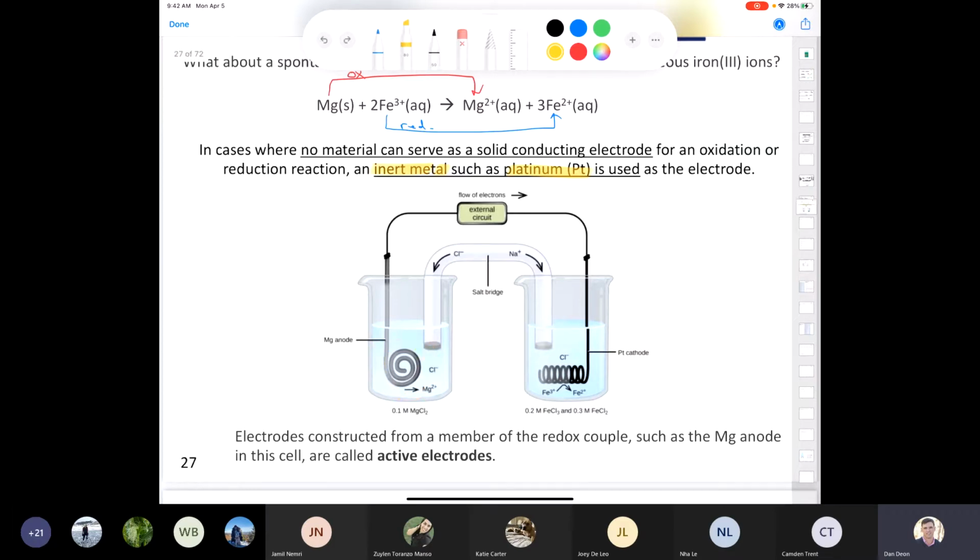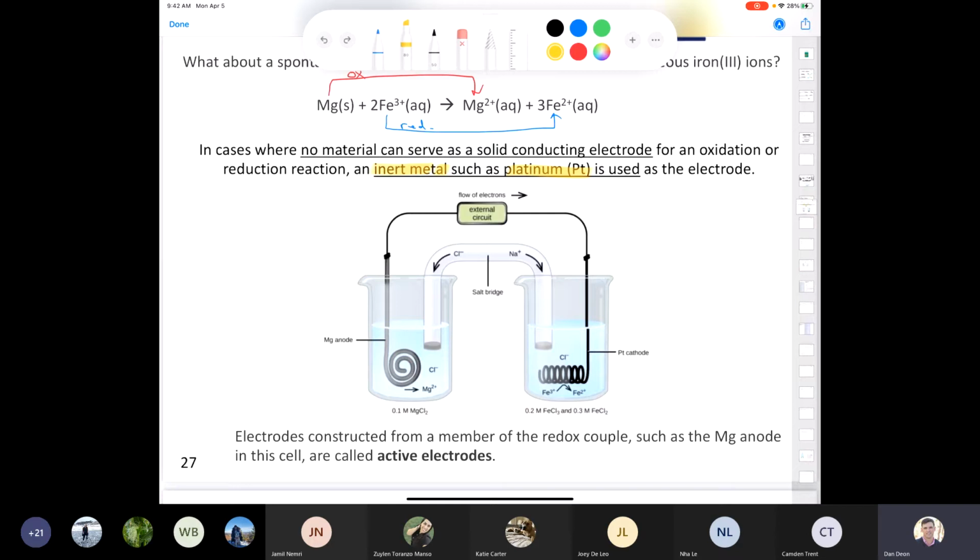Okay, they just have a coil of metal, right? Magnesium, when you have a small enough strip, you're going to be able to shape that and bend it. And since we don't have iron to put over here, we don't have solid iron as part of our electrochemical cell, you use platinum.